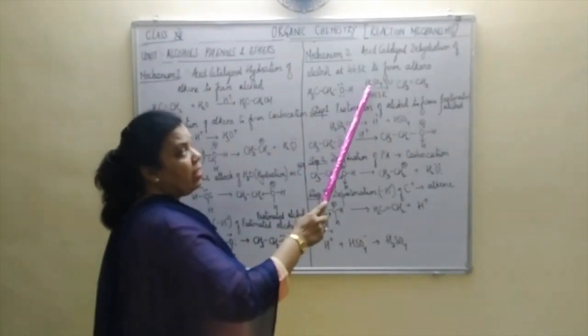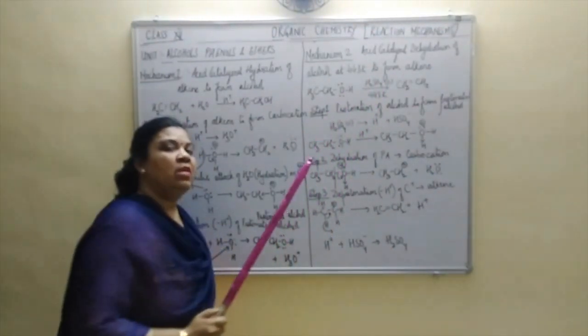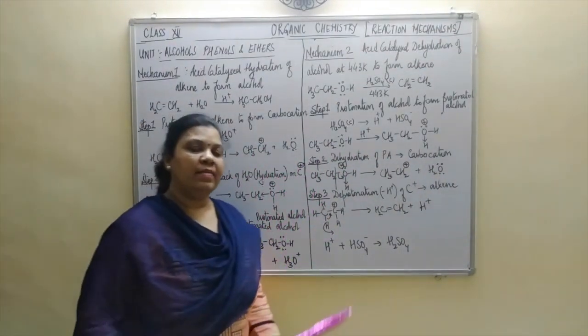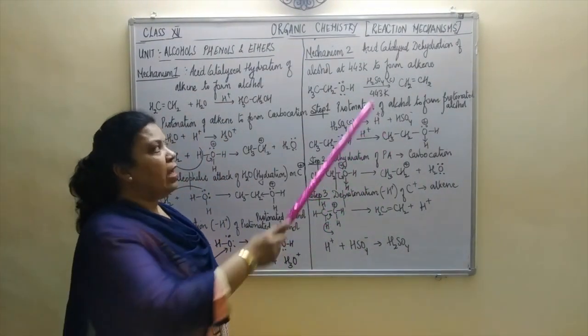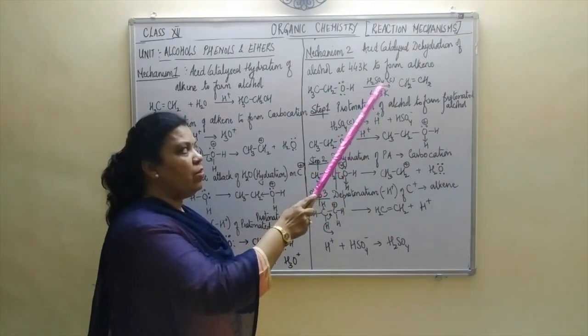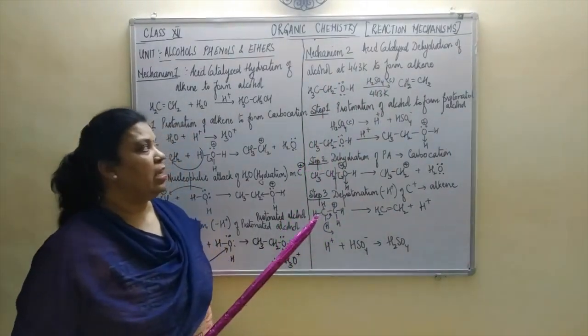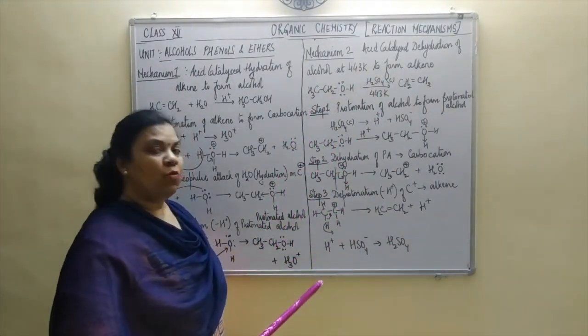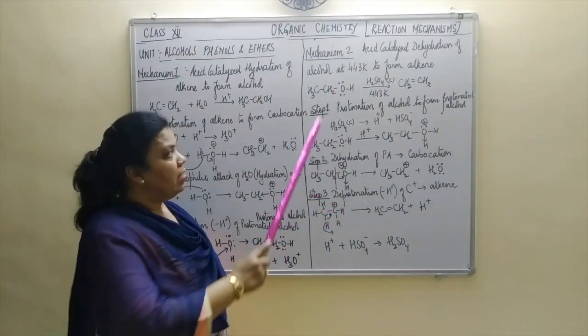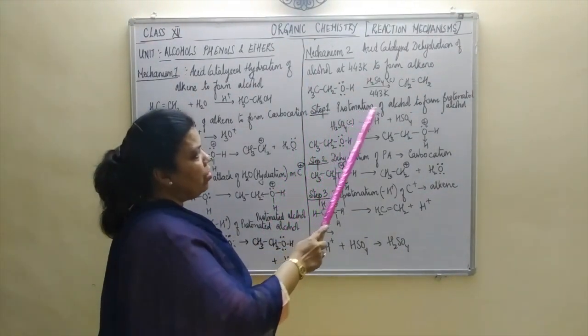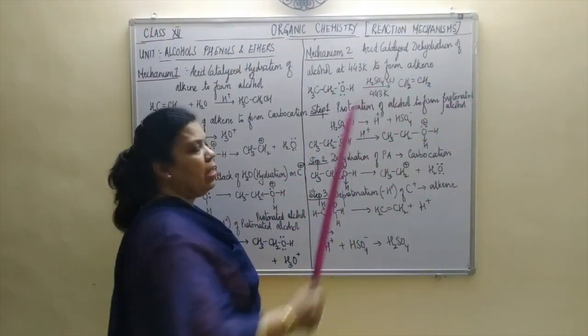It is reacted with concentrated H2SO4. The role of this is to act as a dehydrating agent. And at temperature 443, it results in the formation of ethene. So this mechanism also involves 3 steps. Step number 1 deals with protonation of alcohol to form protonated alcohol.